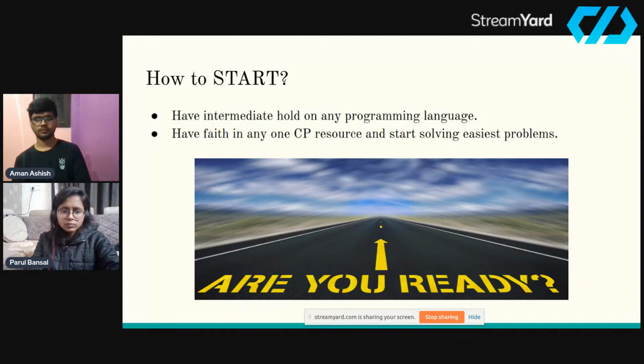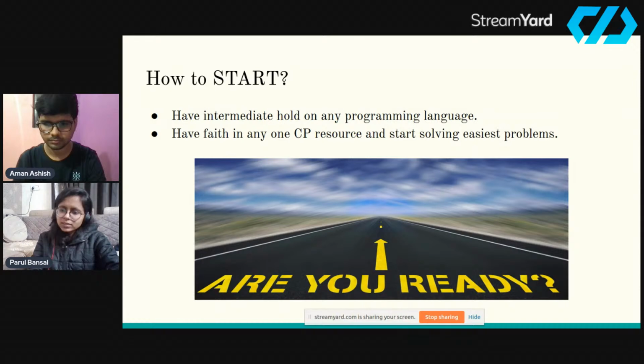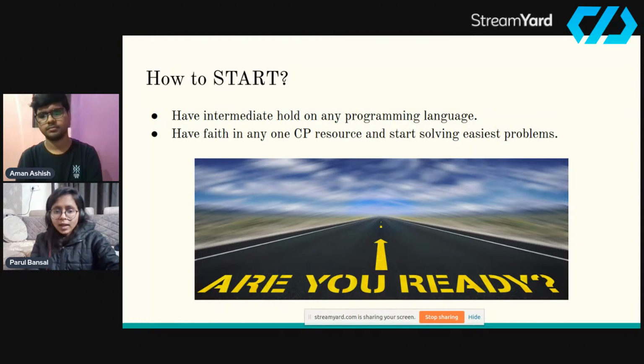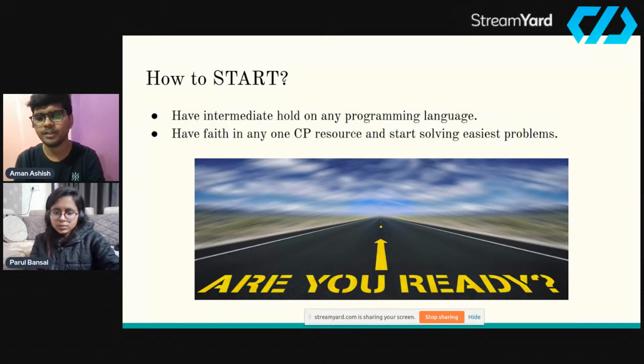Once you have enough confidence that you are able to solve problems of a particular level, then you can increase the toughness of the questions, and similarly your level will increase. And this point is important: you have to trust your CP resource. About the resources, we will discuss later; we'll have an entire section for the resources.